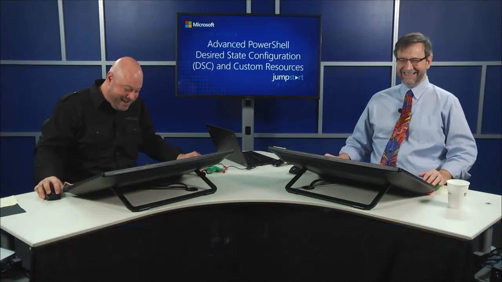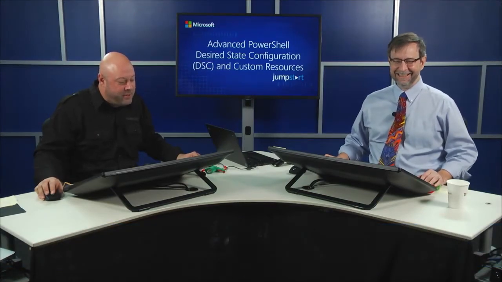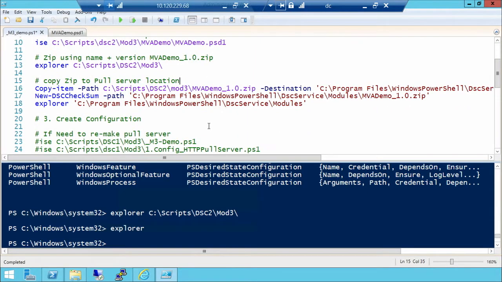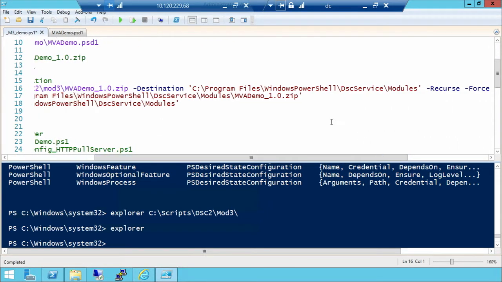Back to the demo. So here's what we're going to do. I've got that zip file right now, and I'm going to copy it to the pull server. Now you remember from yesterday, I've got an HTTP pull server. We built that in the previous DSC MVA, and the folder on the pull server that we want to put this in was configured when we set up the pull server.